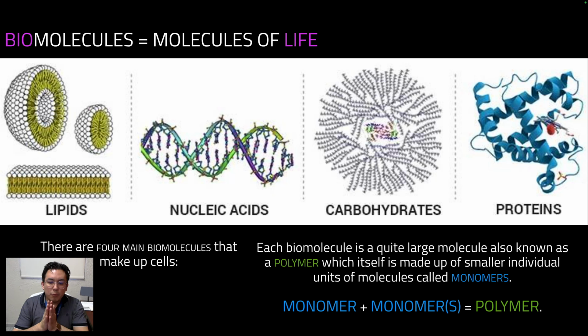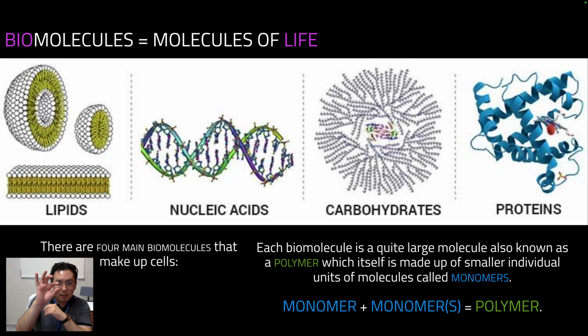So this is pretty much a concept that applies to all 4 biomolecules. So when we talk about lipids, nucleic acids, carbohydrates, and proteins, we're talking about the big picture, the final representation of these molecules. These are 4 polymers. These are the big picture.